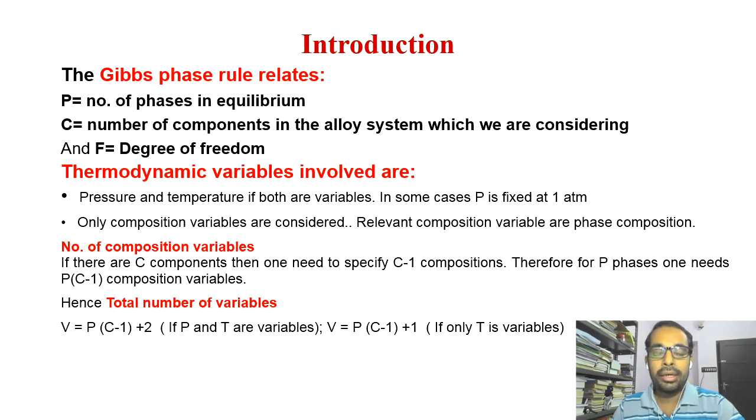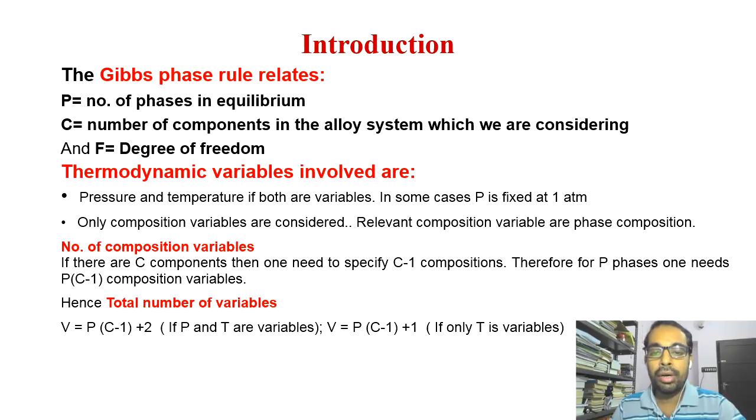And we can define a quantity called the degree of freedom, which is represented by F. Before discussing F, the degree of freedom, let us discuss the thermodynamic variables for the Gibbs phase rule. There are two thermodynamic variables. One is the pressure and the other is the temperature, which both can be variables. But in most cases we fix the pressure at one particular value, mostly one atmosphere, so that mostly there will be one thermodynamic variable.